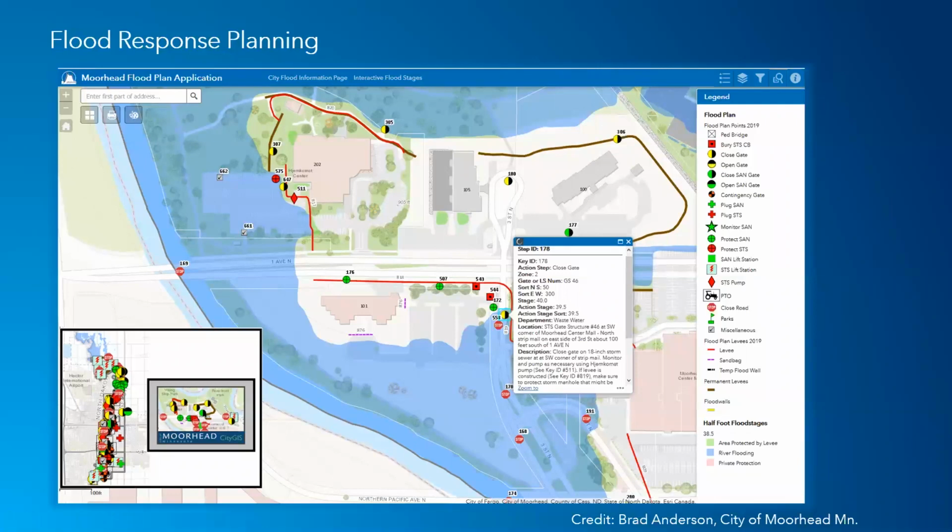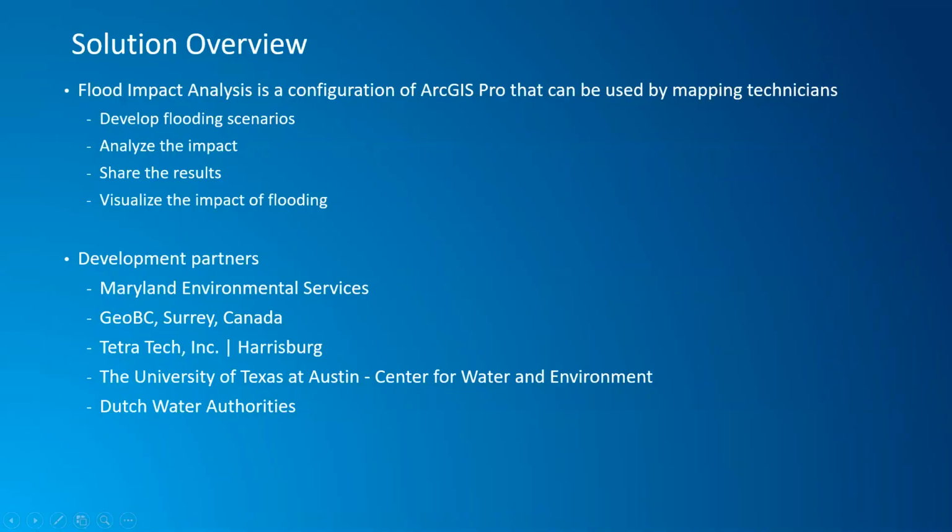The question is, how then can we identify what's going to get impacted in this flood plan for this particular flood scenario? So to do that, we can use the flood impact analysis. And as it says, it's an ArcGIS Pro configuration that can be used by the mapping technicians to be able to develop flooding scenarios at different stages. You can use it to analyze the impact of those flooding scenarios, share the results with people that need to make those decisions, and then visualize the impact of that flooding, which is very important.